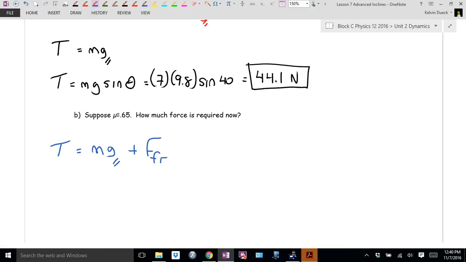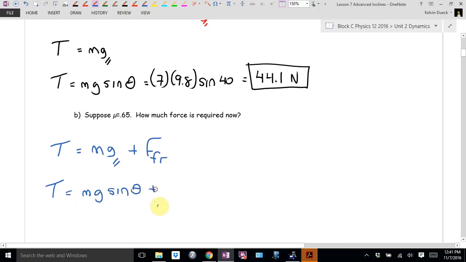It didn't make it that much tougher. In fact, they could even have given me an acceleration. They could say, suppose it's accelerating down, slowing down or speeding up, whatever, and I could have an ma. I wouldn't have to have a equals 0. I could deal with that. For now, though, they didn't. That makes it nice. It's going to be mg sine theta plus mu times the normal force.